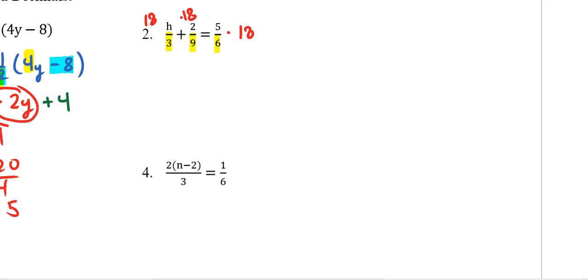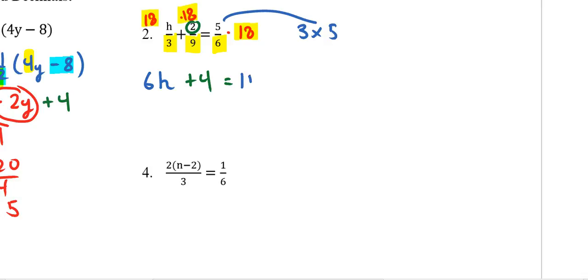Okay, so let me just delete this here, and let's ask ourselves, what is 18 divided by 3? Well, that's going to be 6, so 6h. And then what's 18 divided by positive 9? That's going to be positive 2, and then 2 times that 2 would be positive 4 equals 2. Well, what's 18 divided by 6? That's going to be 3, and then 3 times that 5 will give me 15.